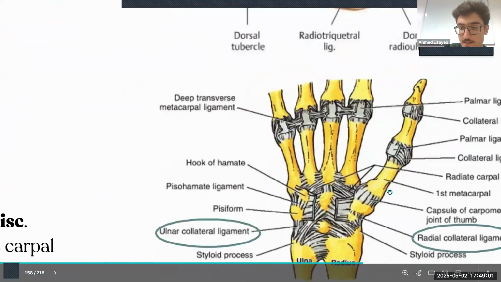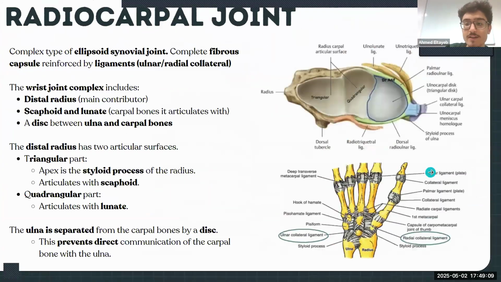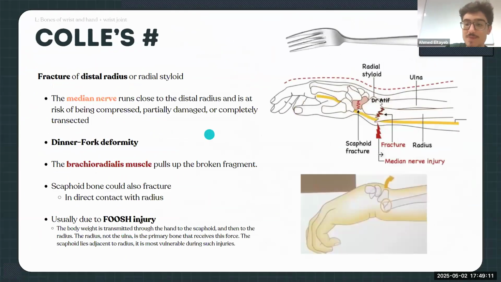Here, you can see clearly the radial collateral ligament and the ulnar collateral ligament that is responsible in the wrist joint. You also have these in your elbow, okay? So always specify which ligament you're talking about. There's a bajillion collateral ligaments. Always specify of the elbow, of the wrist, of the, okay?